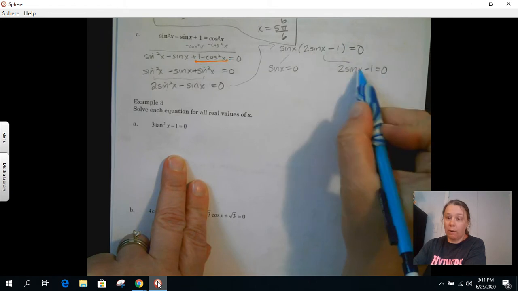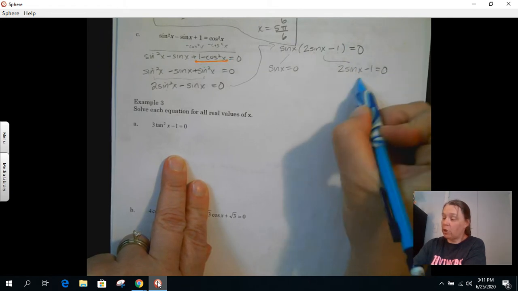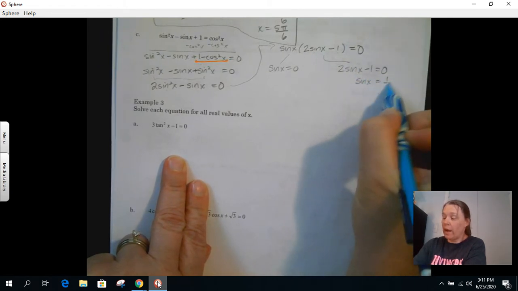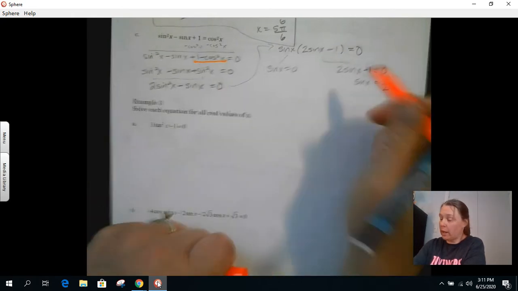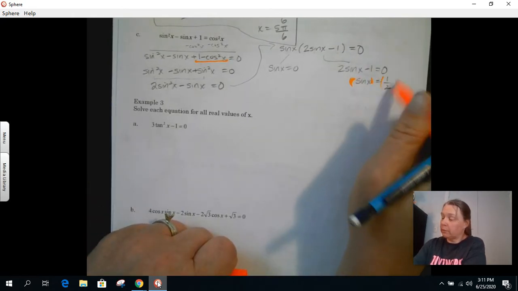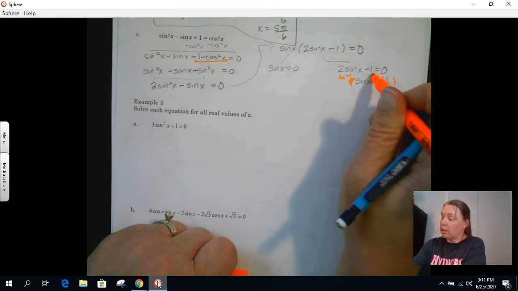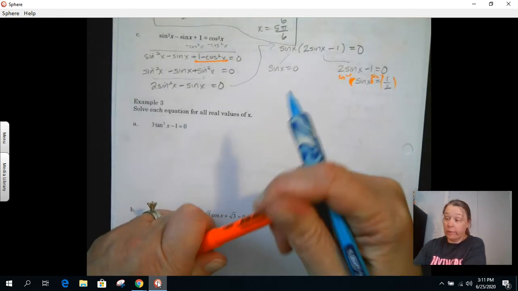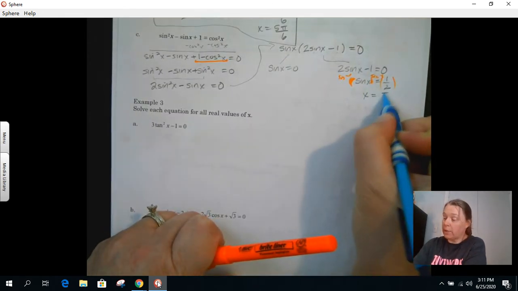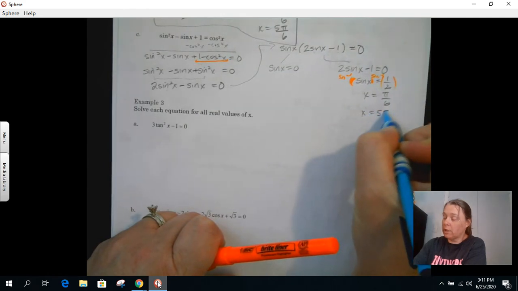Man, this one is just in here a bunch of times, right? If I add the 1, divide by 2, I get sine of x is 1/2. I don't know, this is like the 3rd time we've done it. I need to work on these examples. But I know the answers, so that's nice. So I know x is pi over 6 and x is 5 pi over 6.